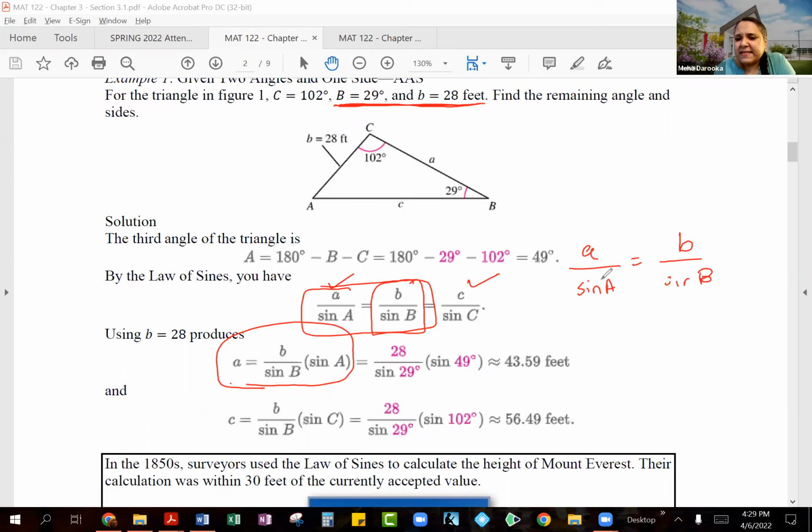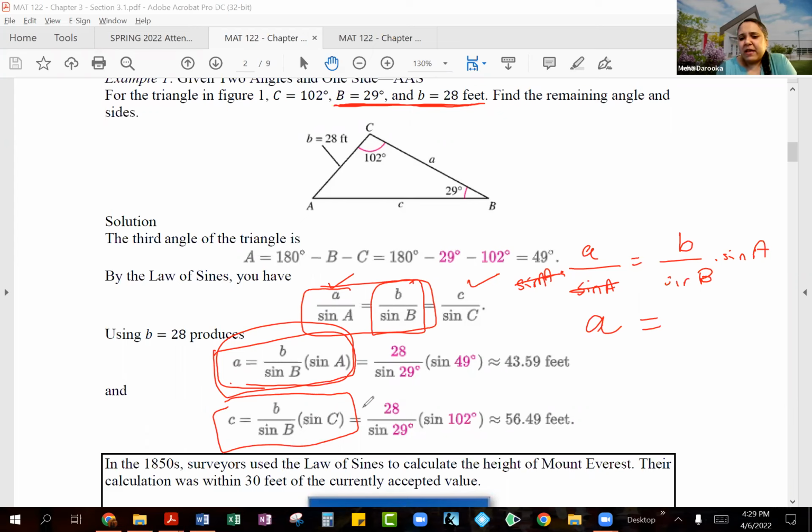So since we are finding side A, you want to get that letter A by itself, which means get rid of sine of A. So, of course, we go ahead and multiply both sides by sine of A, cancel it out from here. So you're just left with side A, and then on the right-hand side, you're left with B divided by sine B and then multiplied by sine of A. So that's basically where this guy comes from. And in that same way, you are getting C equals B divided by sine B multiplied by sine C.